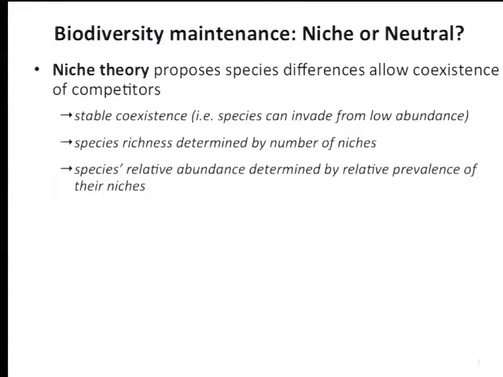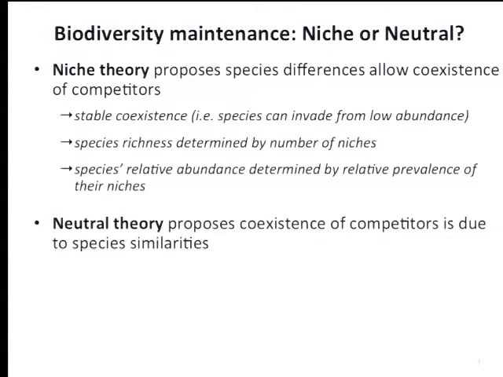And species relative abundance would be determined by the relative prevalence of their niches, so the relative availability of the resources they focus on. In contrast, and this is the key contrasting idea, was proposed by Steve Hubbell, who worked for a long time on Barro Colorado Island and still does. Hopefully you saw his talk just a couple of weeks ago.